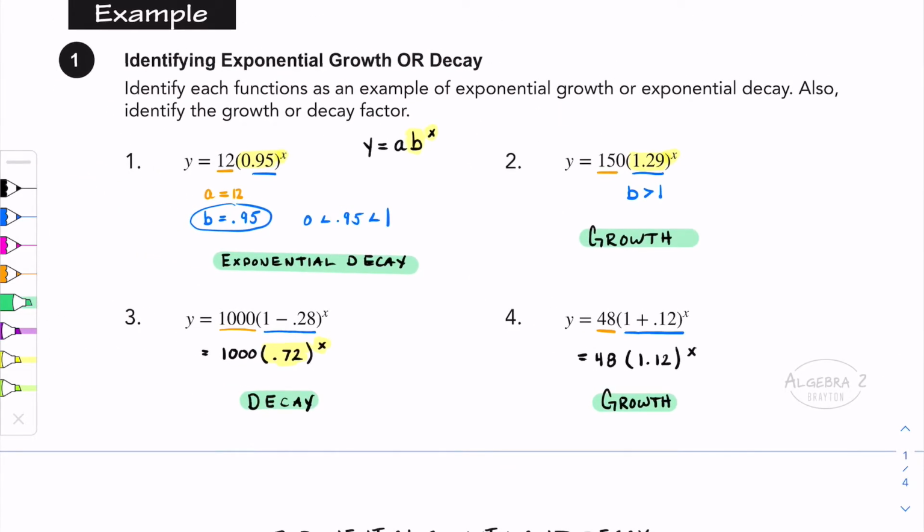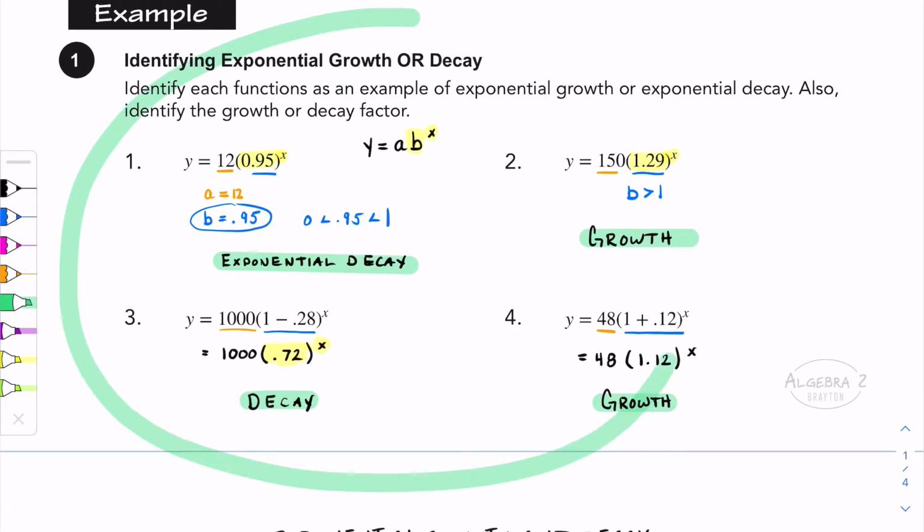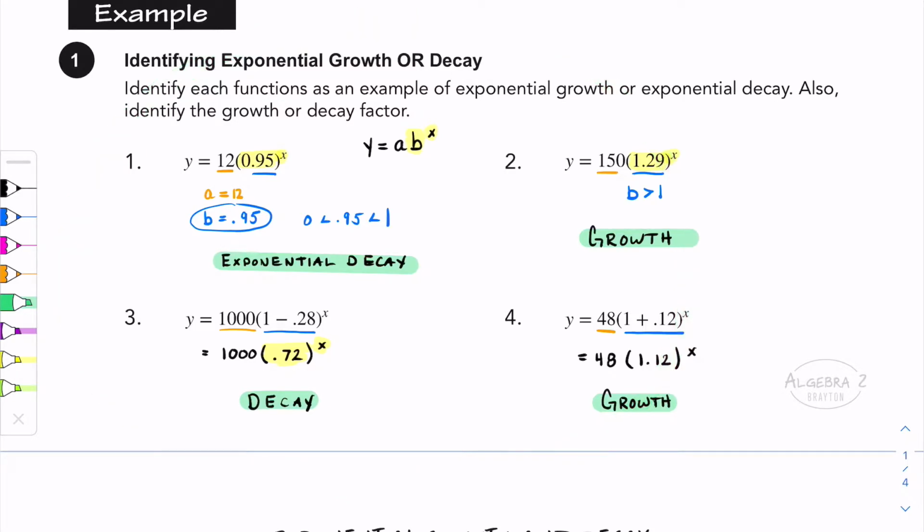This section right here is the absolute basics of exponential growth or decay. So we're going to move on to word problems, but don't forget this general form. The general form is very important.